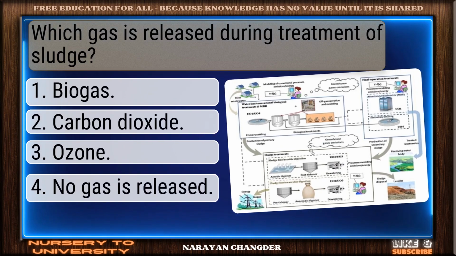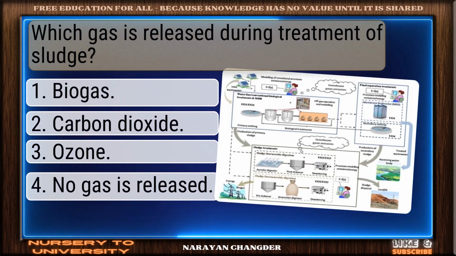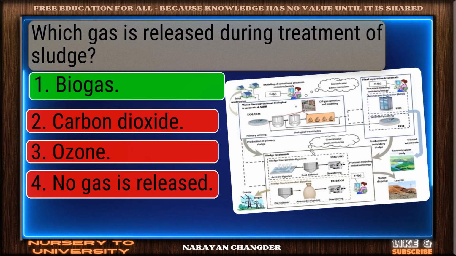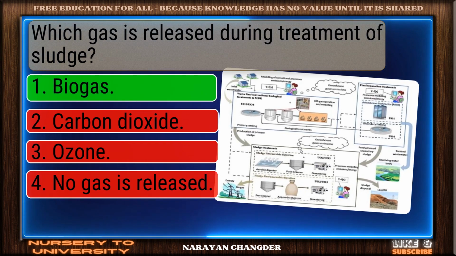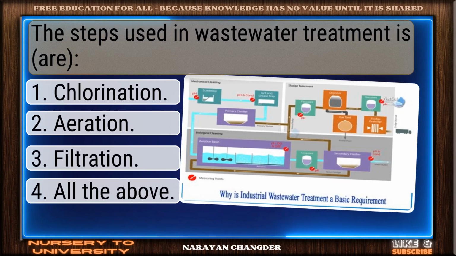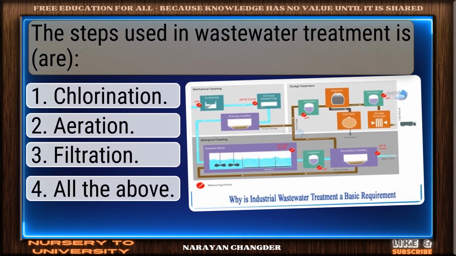Question number 68. Which gas is released during treatment of sludge? Nice work. You chose biogas, and it is correct. Question number 69. The steps used in wastewater treatment is?